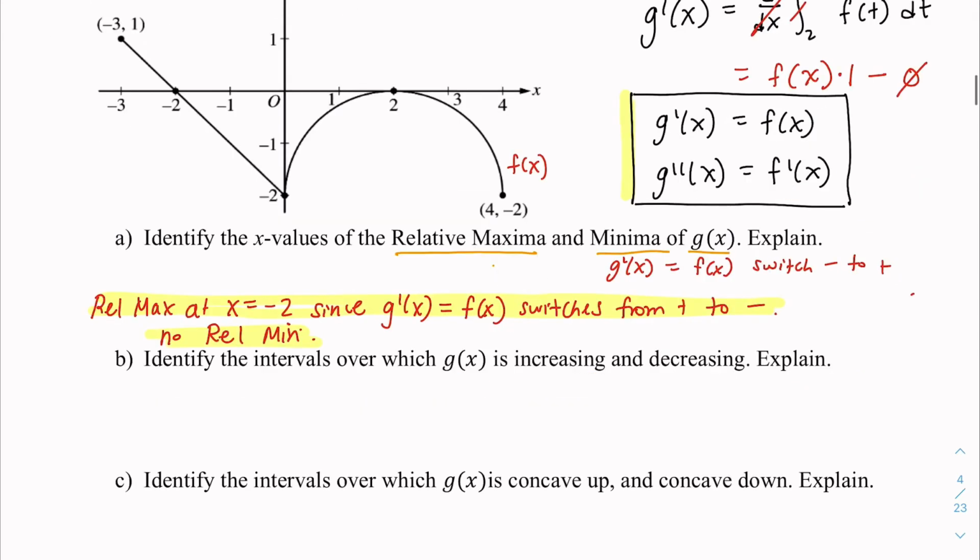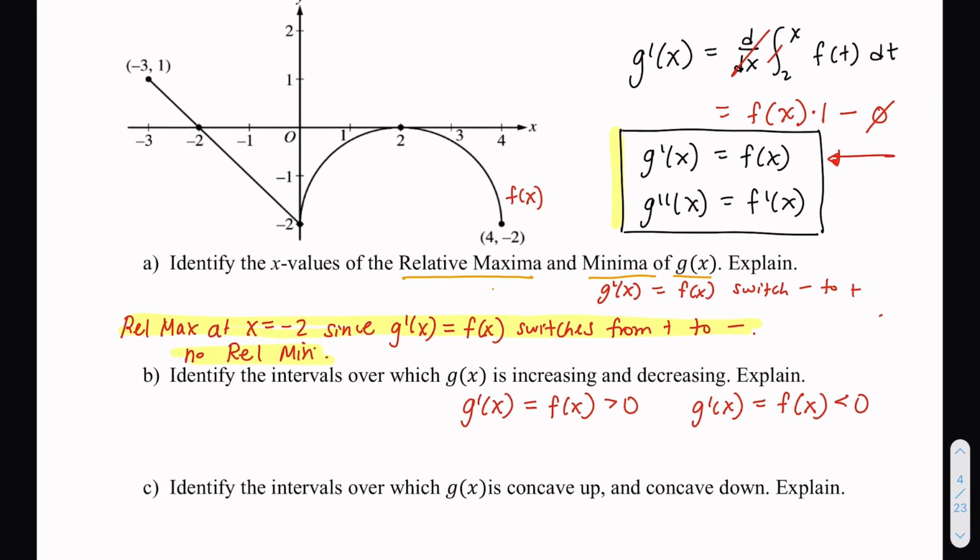Part B, identify where g is increasing and decreasing. So let's start with increasing. Normally, g is increasing where g prime of x, which is f of x, so where g prime is greater than 0, and that would be where we're increasing. And then decreasing would occur where g prime of x, which we're defining as f of x, I'm getting that again from right here, is less than 0.